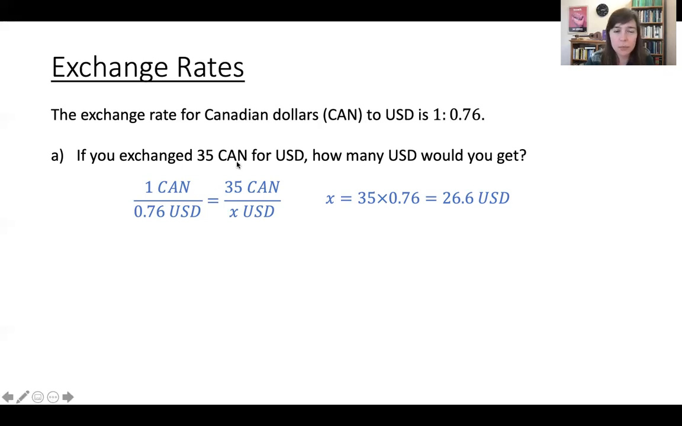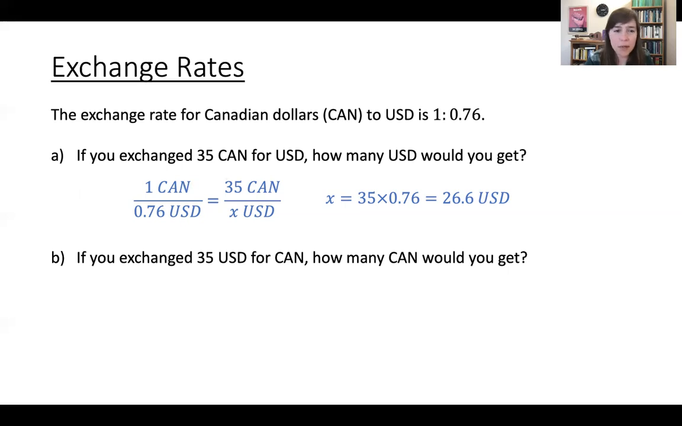I know abbreviating CAN and USD maybe doesn't feel natural, but this is often how it goes when you end up dealing with currencies, because people maybe don't have the symbol for international currencies handy on their keyboard, so they just abbreviate with letters.